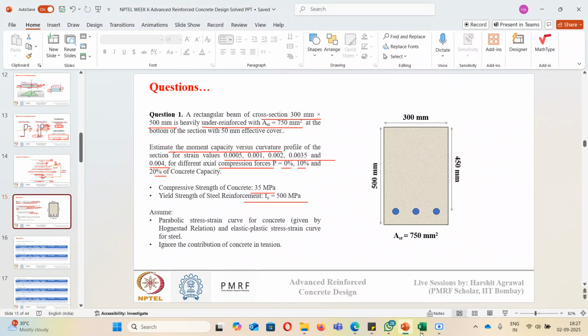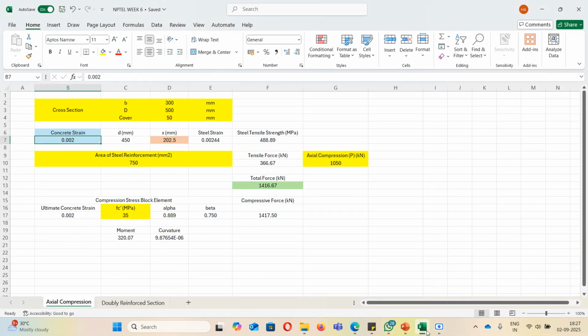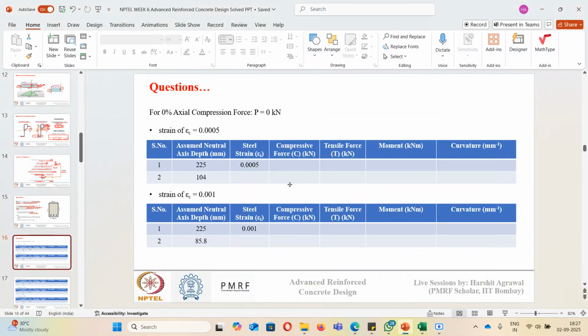The first case for us is when the strain of concrete is 0.0005. So I will fix this concrete strain as 0.0005 here. Now we don't know the depth of neutral axis. So whenever you start solving, just assume it as d by 2. d is 450, so 450 by 2 is 225. You can see in this table I have assumed the depth of neutral axis is 225 initially.